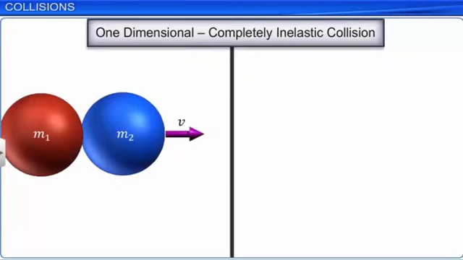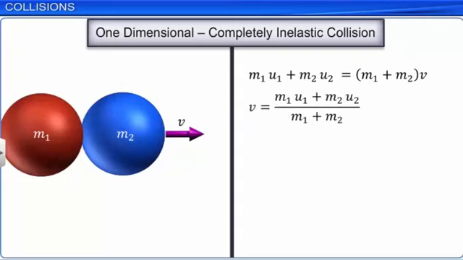Since the momentum of the system is conserved during the collision, we have m1u1 plus m2u2 is equal to (m1 plus m2) into v. This implies that the velocity after the collision v is equal to (m1u1 plus m2u2) divided by (m1 plus m2). Let this be equation 12.